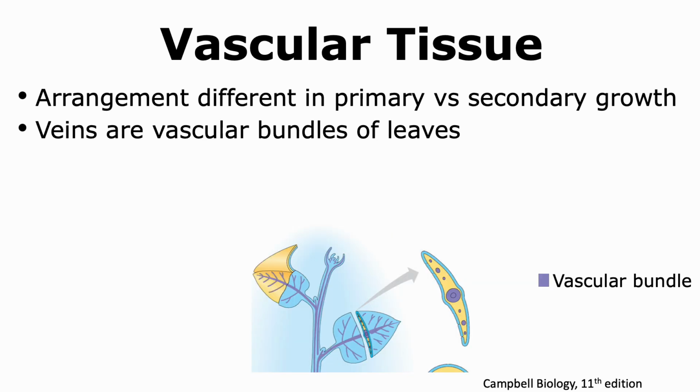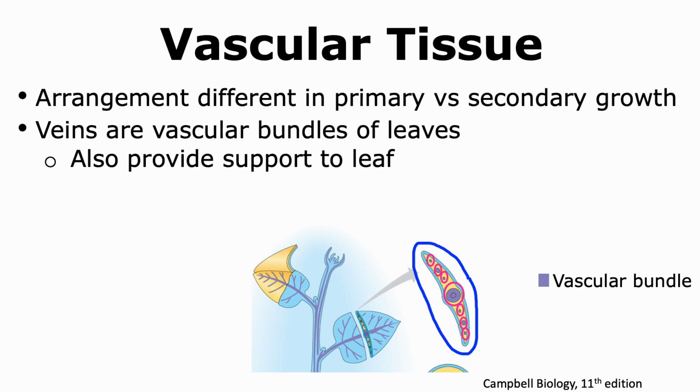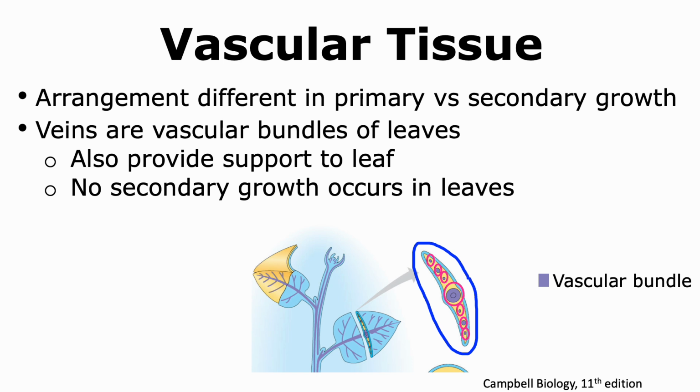Vascular bundles are also observed in leaves, and they form the veins of the leaves. As we can see in a cross-section of a leaf, the vascular bundles can be present at different regions depending on where the veins are. The veins not only harbor the vascular bundles, but they also provide support to the leaf and can act as the skeleton of the leaf. It should be noted that no secondary growth occurs in leaves.